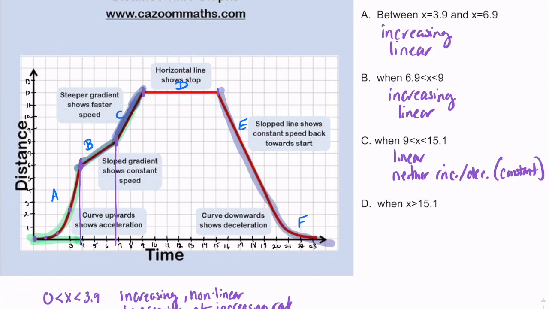Okay, the part D in the question says when x is greater than 15.1, and this part starts out linear, but then it changes. And so if we were going to have to describe this entire thing, we would have to say it's nonlinear, even though part of it is. And it's going down, so it is decreasing. Okay.